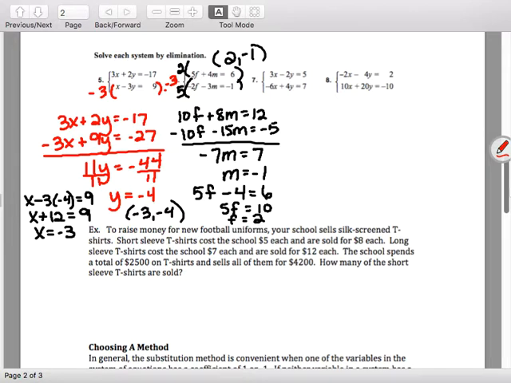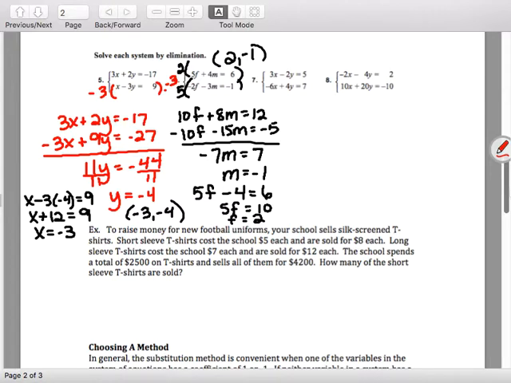5 times 5 is 25, right? And if I multiply the bottom one by 5, that's negative 10. They're not the same. I'm trying to get them so that they're the same, but one of them's a positive and one's a negative. So if I multiply the top one by 5, then they're not going to match up.